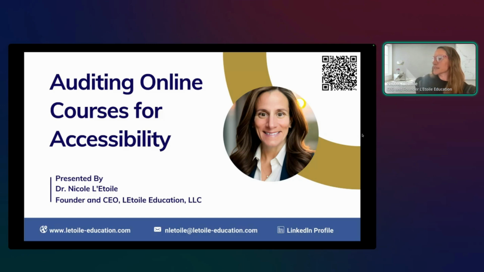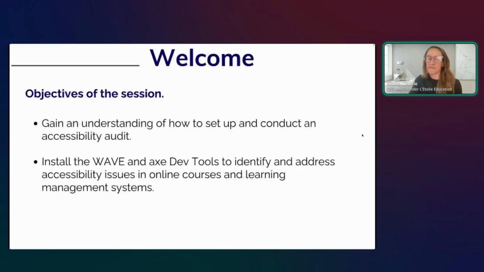So just to give an overview of our objectives for the session. We're gaining an understanding of how to set up and conduct an audit, and there'll be some technical parts as well. We'll install the WAVE and Axe DevTools to identify and address any of the accessibility issues that are showing up in a course. So if you'd like to follow along today, you can pull up a course or a web page, something that you'd like to assess as we do this together.